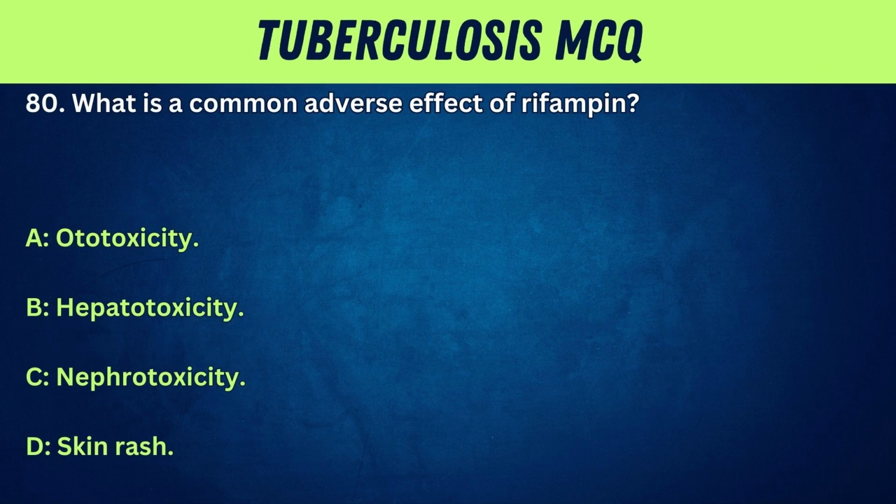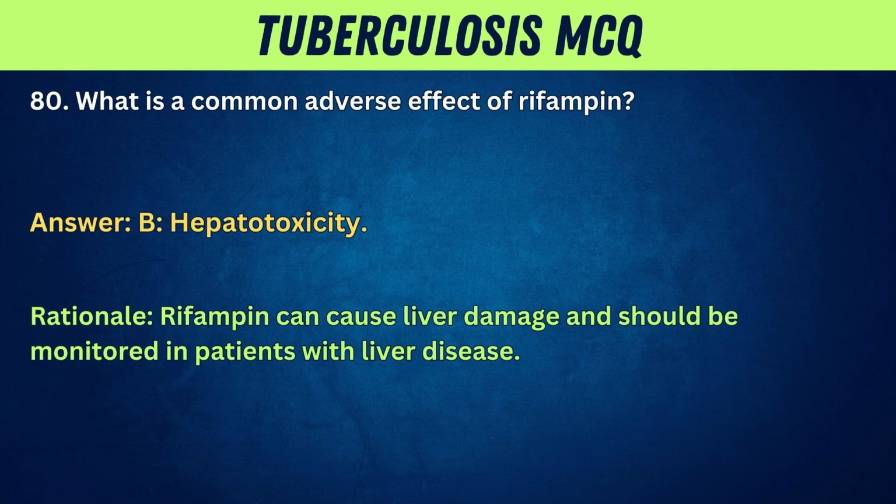80. What is a common adverse effect of rifampin? A. Ototoxicity. B. Hepatotoxicity. C. Nephrotoxicity. D. Skin rash. Answer: B. Hepatotoxicity. Rationale: rifampin can cause liver damage and should be monitored in patients with liver disease.